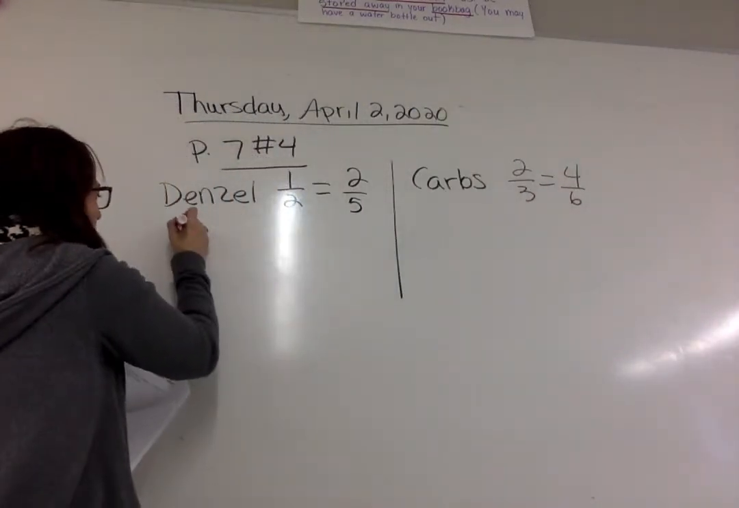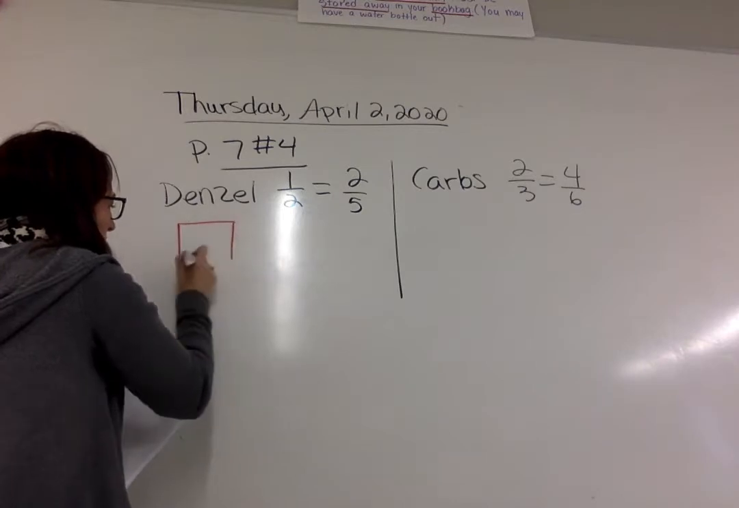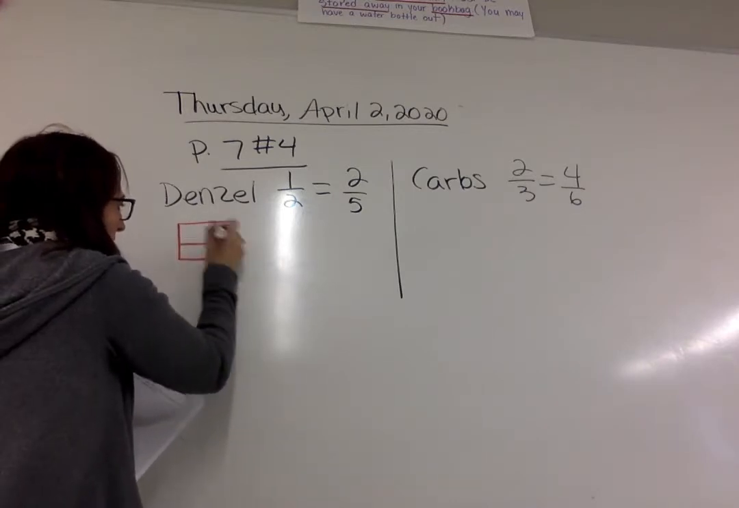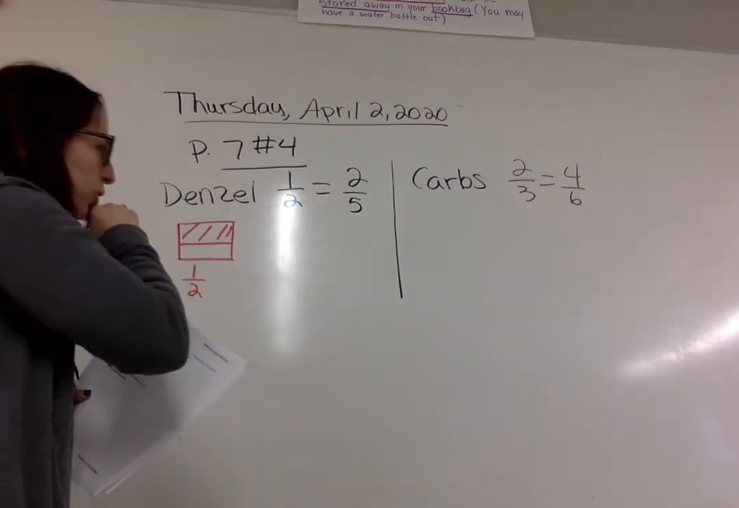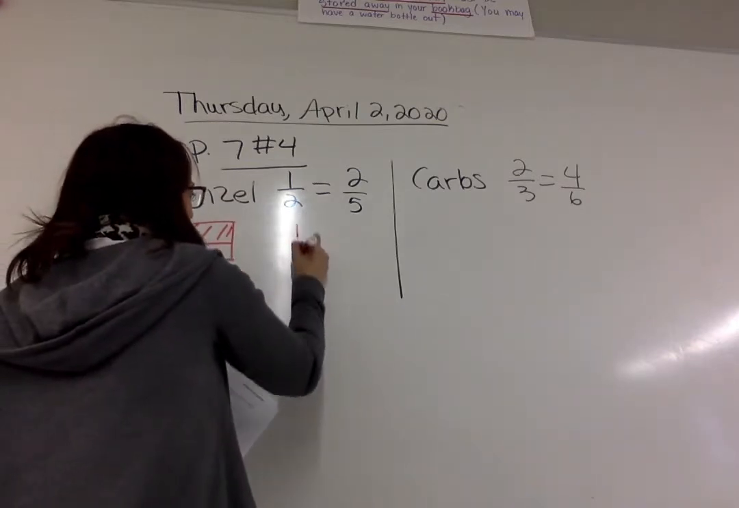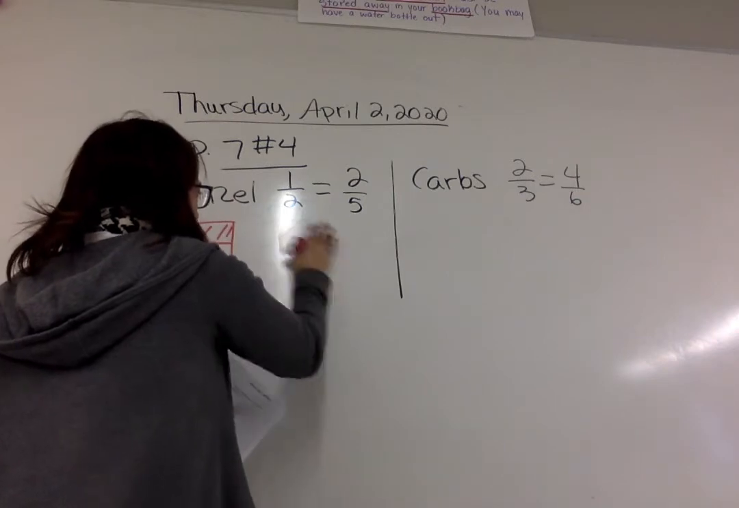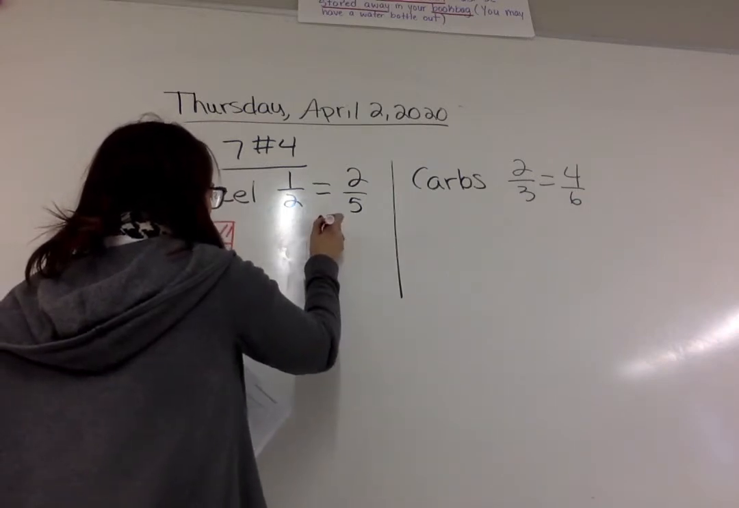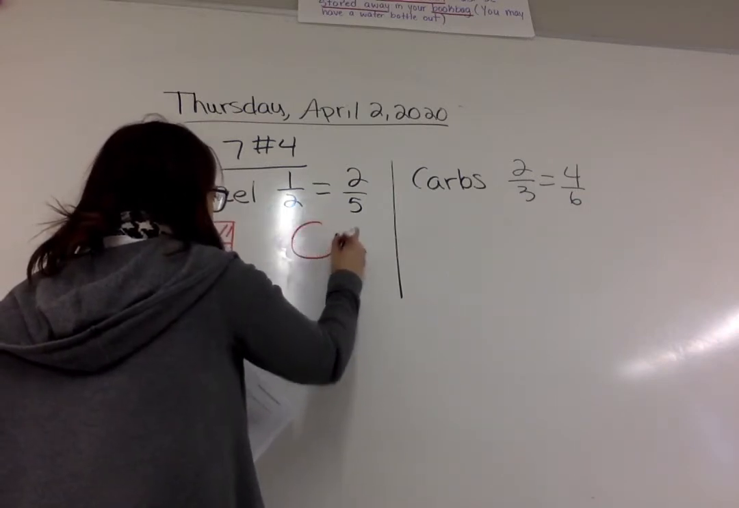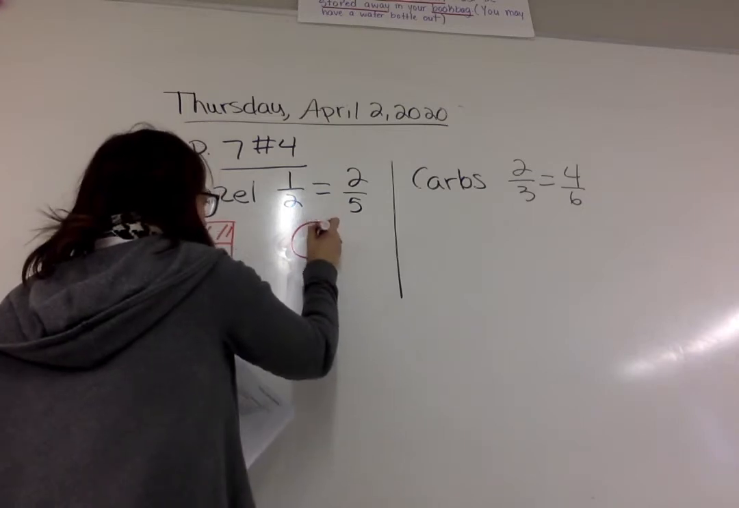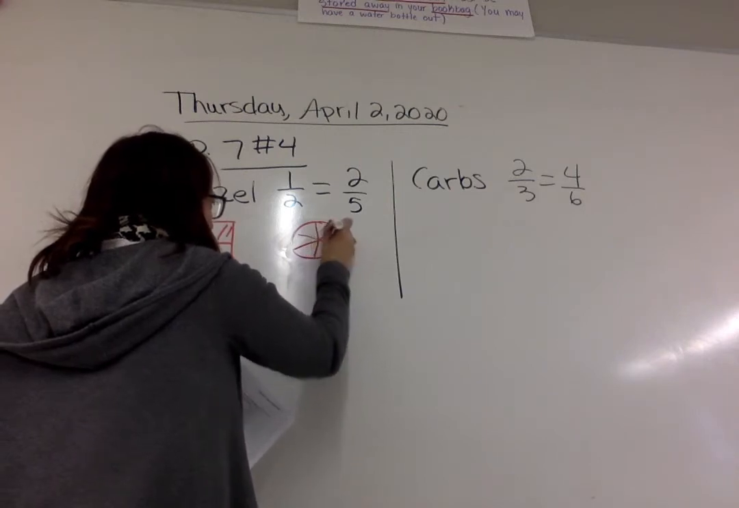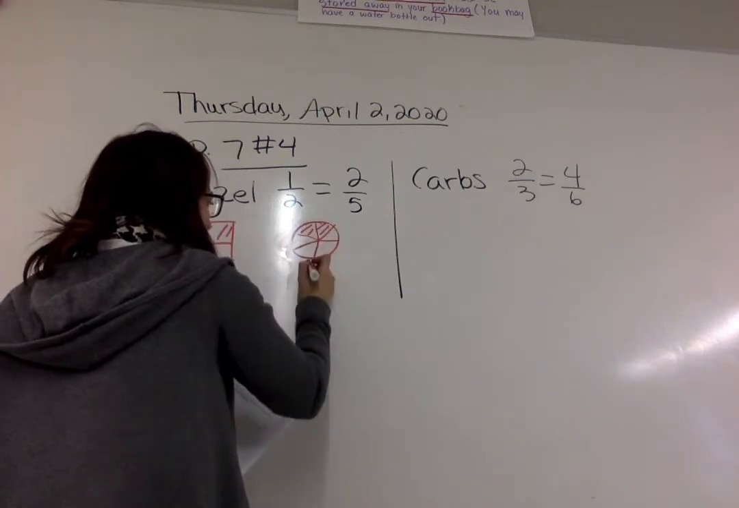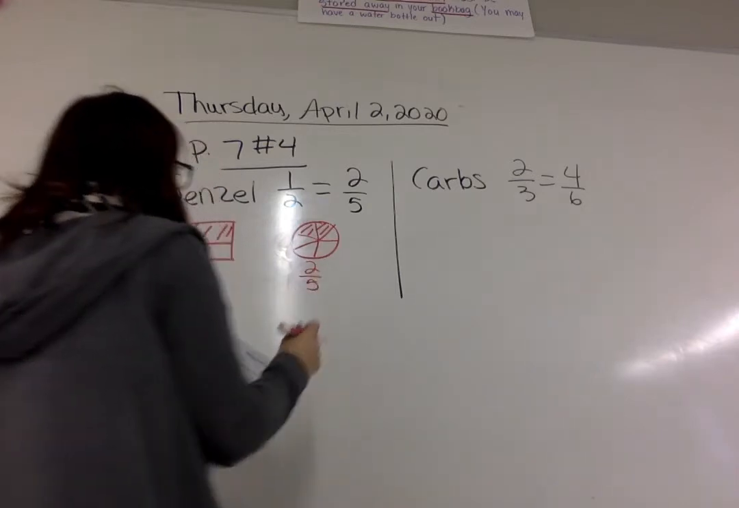I'm going to draw for you: if I take our square and divide it in half, this shows me 1/2. I'll show you another way. If I take, let's say, a circle, and this is 1, 2, 3, 4, 5, and I shade in 2/5, they are not equivalent.